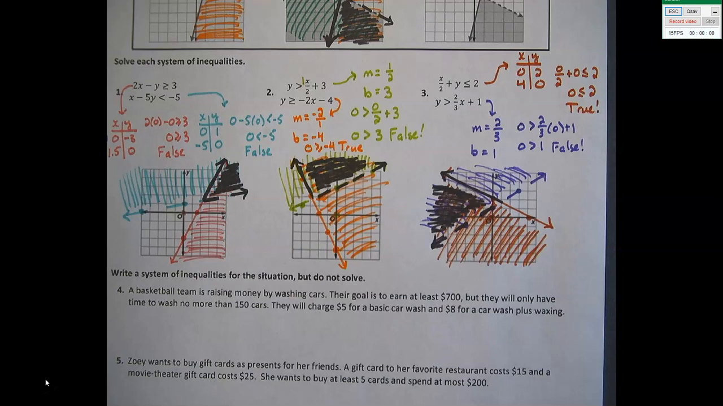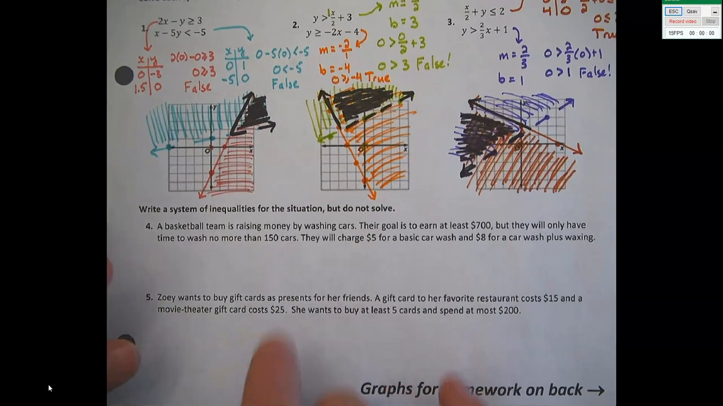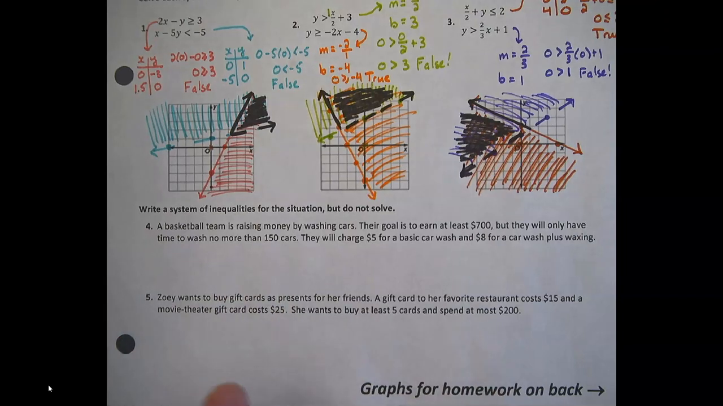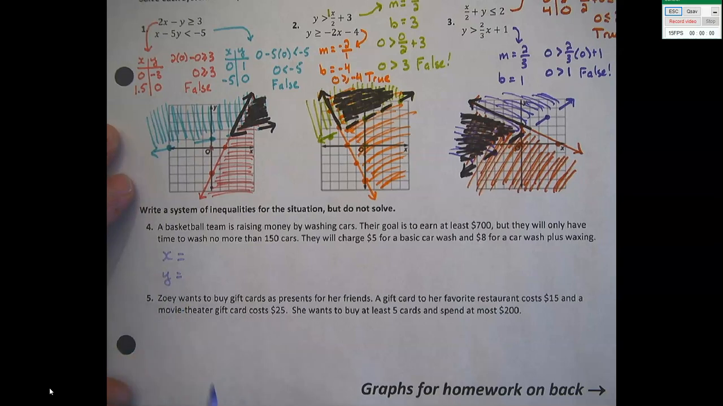Okay. Write a system of inequalities for the situations, but do not solve them. So what I want to do here is, you could keep doing this, but I just want to practice how to write this stuff up. If you've got a story problem and you're trying to turn it into math, you always want to start off by figuring out what the variables are. What are the things that are changing in this story? What is X? What is Y?